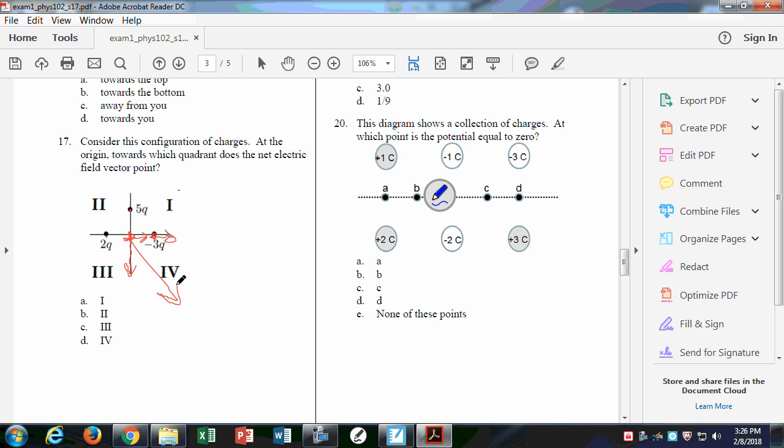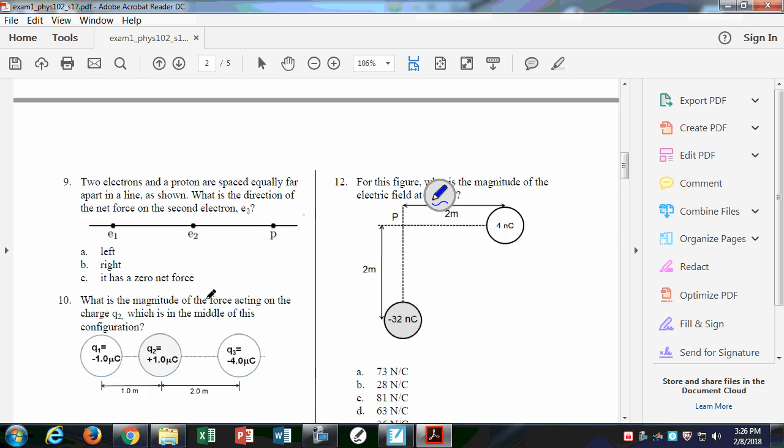Okay? And you will see questions like this. It might not be exactly like this, but you will see questions where you have to find the rough direction of the electric field, or the electric force, too. We've done some like that. In fact, there's probably one on here, if I'm not mistaken.